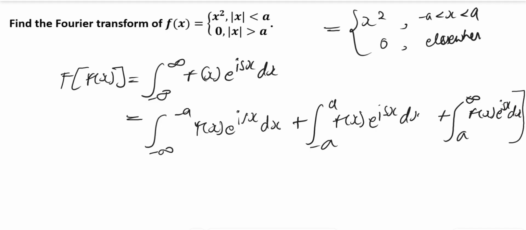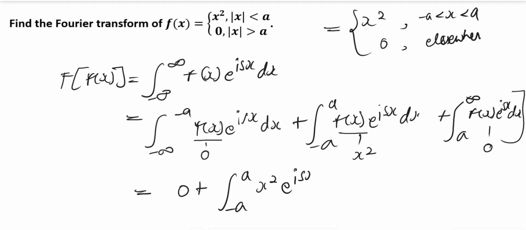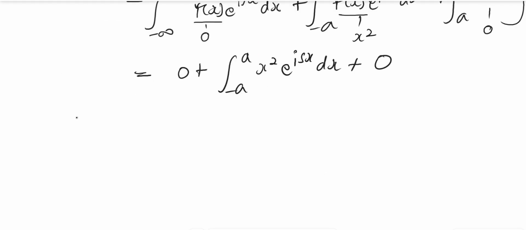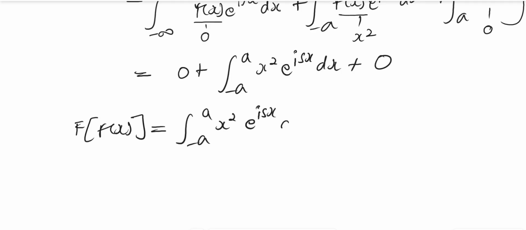Now we have broken it, in which between minus infinity to minus a the value of the function is 0. Here the value of the function is x square. In the interval a to infinity it is 0. So this will become 0 plus integration minus a to a x square e raised to the power iota sx dx plus 0. This gives the Fourier transform of a function f(x) equal to integration minus a to a x square e raised to the power iota sx dx.